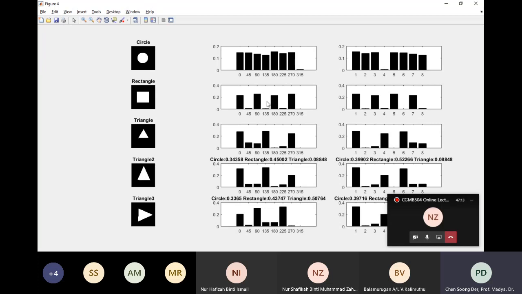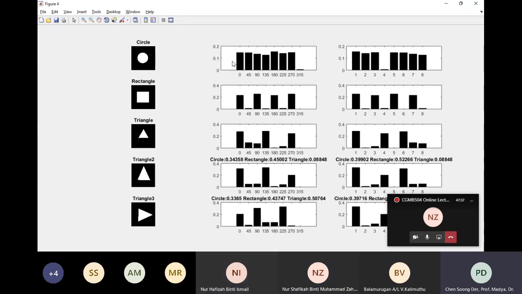How many major directions are there? How many directions are there here? 4. Yeah, 4 major directions. Okay, if triangle, how many are there? 3. 3, exactly. So 0, 135, 270.